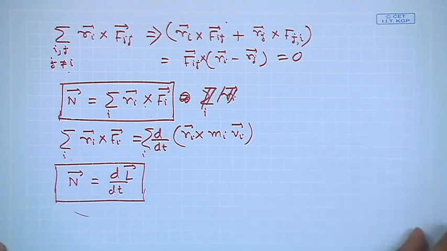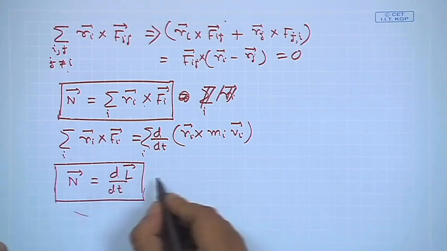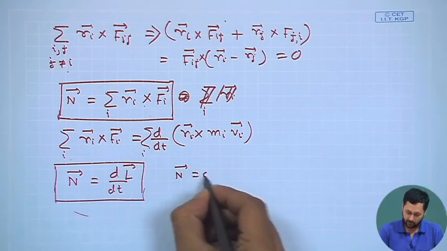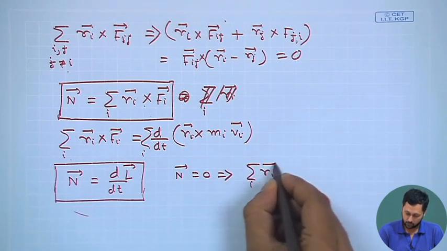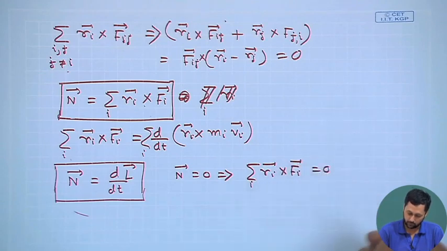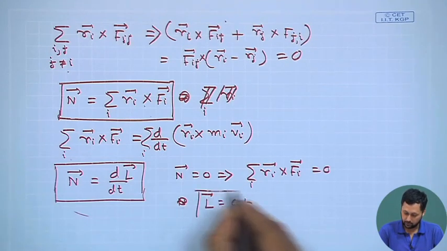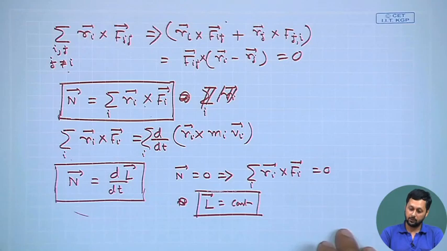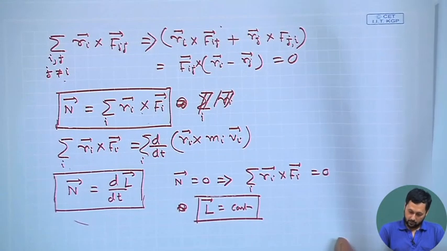Now, we can also write a conservation principle for angular momentum. If N is equal to 0, that essentially means the total torque due to all the external forces is equal to 0, then L is equal to constant. So, just like linear momentum conservation, we have an angular momentum conservation for the system of particles as well. Now, the next important topic is the motion with respect to the center of mass.